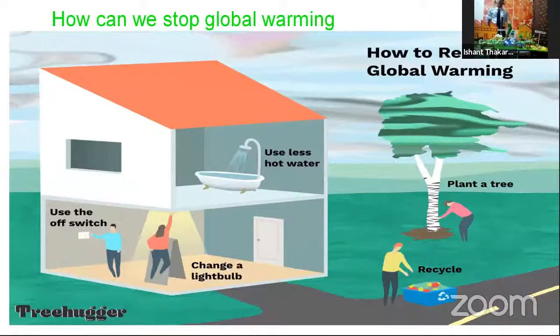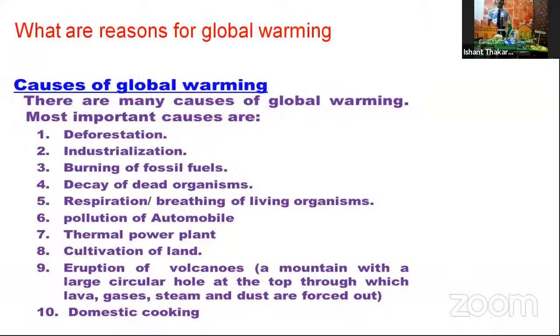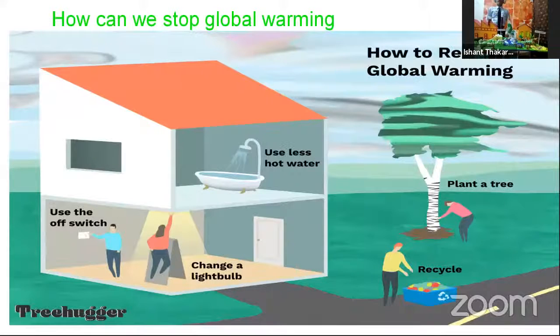So what are the causes of this global warming? There are many causes of it. Deforestation, industrialization, burning of fossil fuels, decay of dead organisms, respiration of living organisms, pollution of automobiles, thermal power plants, cultivation of land, eruption of volcanoes, domestic food cooking, and etc. So, my friends, this global warming and climate change is really bad. It is happening really badly.